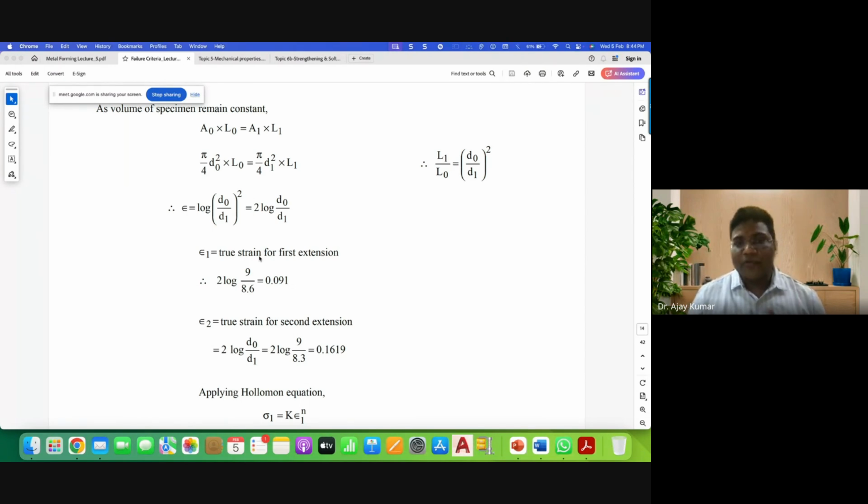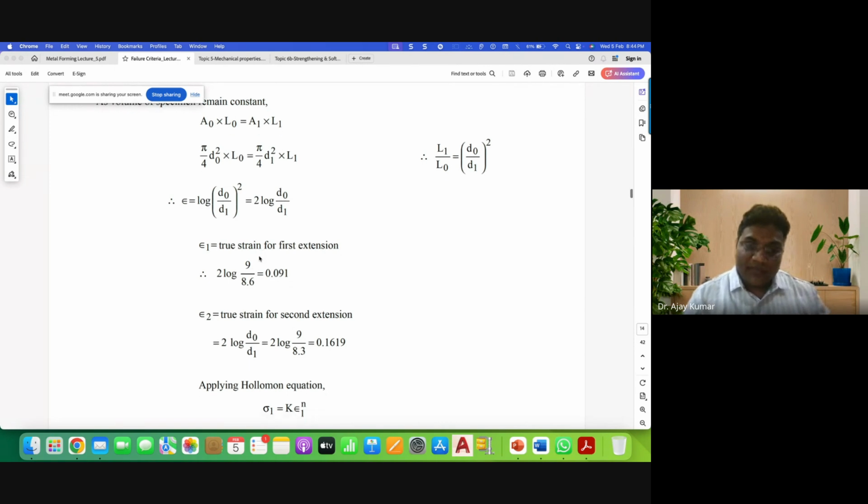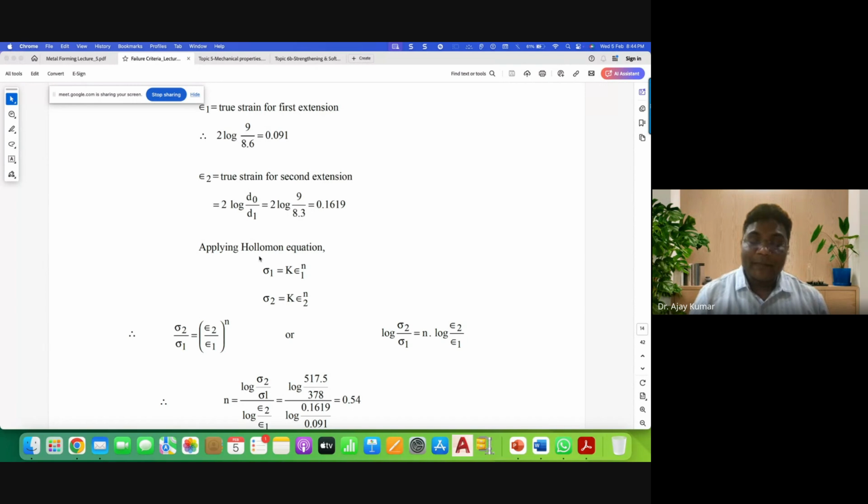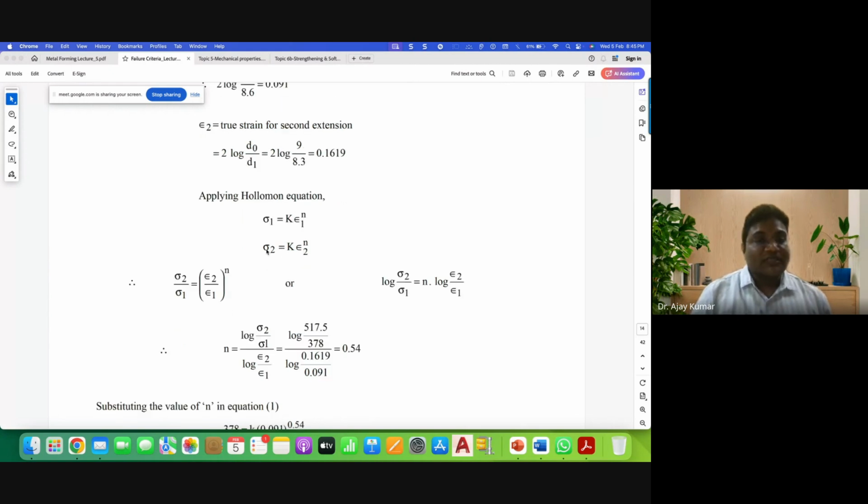In the Hollomon equation, you have to calculate the K value and N value. How to calculate the K and N value? This is very important, because when you interpret the data of your material, when you are developing a new material or new alloy, you also need to understand the plastic behavior of the material. The plastic behavior you can only understand by using this exercise which I am showing here. So you have to apply the Hollomon equation, calculate the strength coefficient, and calculate the strain hardening exponent of the material.